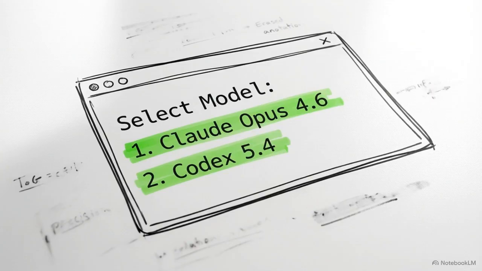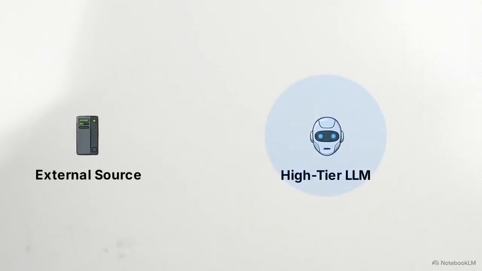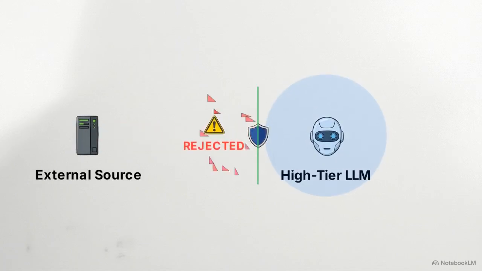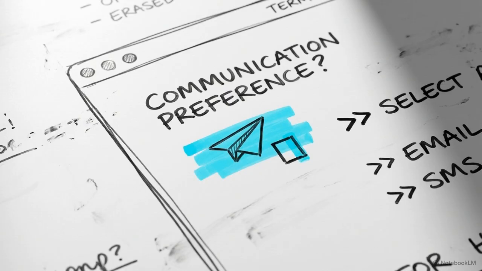The terminal will prompt you to select a language model. Choose either Claude Opus 4.6 or Codex 5.4. You must use these specific high-tier models. They are strictly required because they have advanced internal defenses designed to reject prompt injection attacks. Next, the terminal asks how you want to communicate. Select Telegram from the list of options.